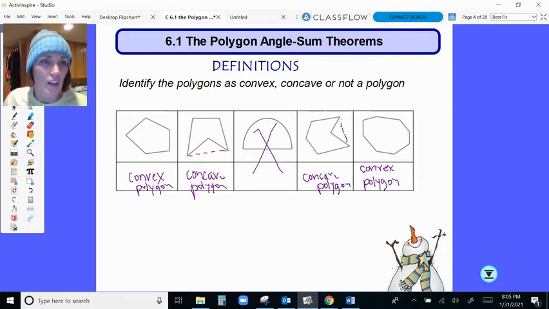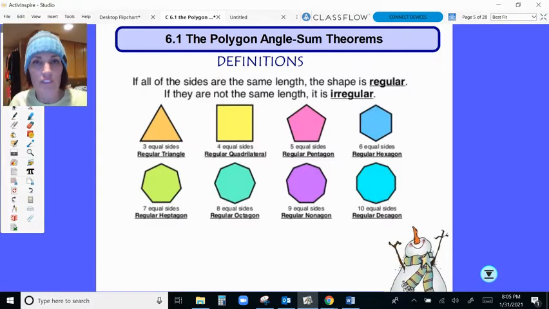Then we have lots of definitions here. I'm sure you know what a lot of these are. You might not need to take notes on some of them, you might. If all the sides are the same length in a polygon, it's called a regular polygon. So all the sides will be the same, and all the angles will be equal measure. If they're not the same length and the angles are not the same measure, it's called an irregular polygon.